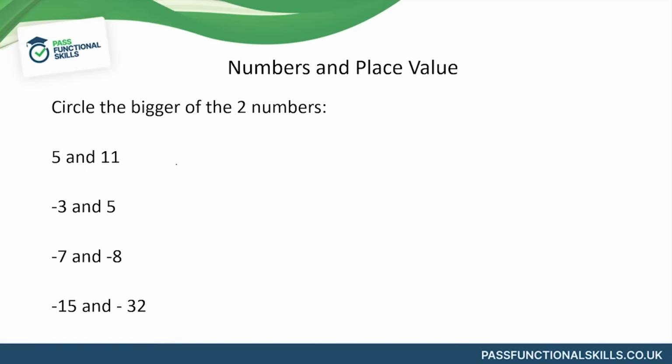Circle the bigger of the two numbers. So what's bigger, 5 or 11? Well, we could do a number line, 0, 1, 2, 3, 4, 5, 6, 7, 8, 9, 10, 11. And we know that the numbers are getting bigger as we go to the right. So here's 5, here's 11. So 11 is bigger than 5, but you probably knew that anyway.